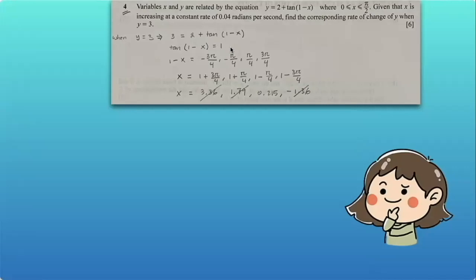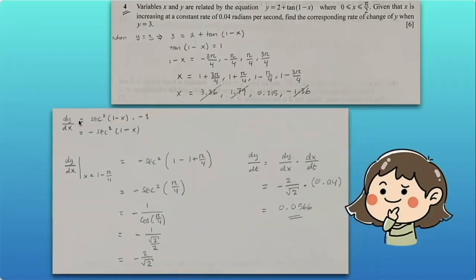So we substitute y = 3 into the given equation, and then we find x. What I did here, I'm just checking to make sure that there's only one value that satisfies the given condition, 0 ≤ x ≤ π/2. So this is just to make sure. So x is equal to 0.215.